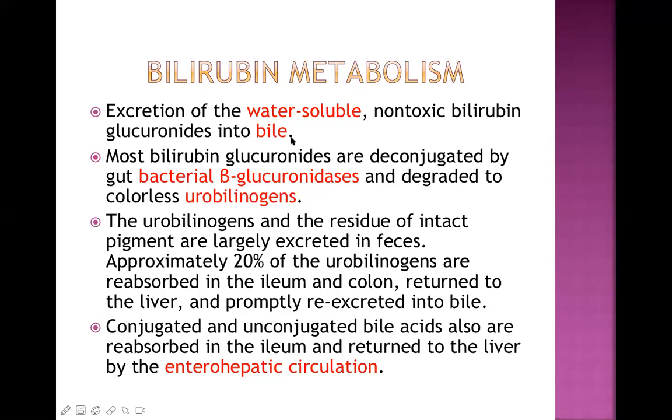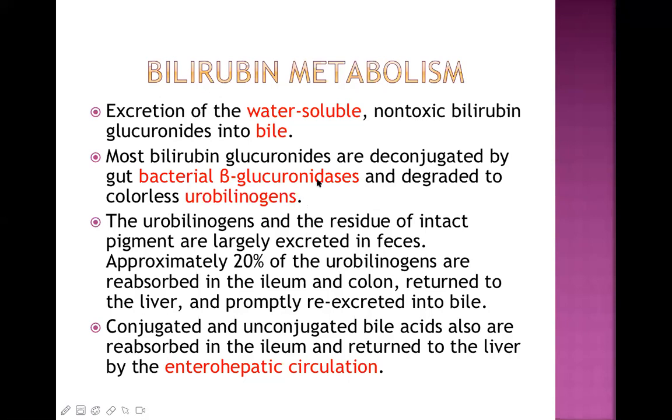Now, I forgot to explain one more step here. After conjugation, these are called bilirubin monoglucuronide and bilirubin diglucuronide. This is also important here. And this bacterial enzyme will degrade those bigger molecules of bilirubin into smaller ones as well. Now, what will happen to this urobilinogen?